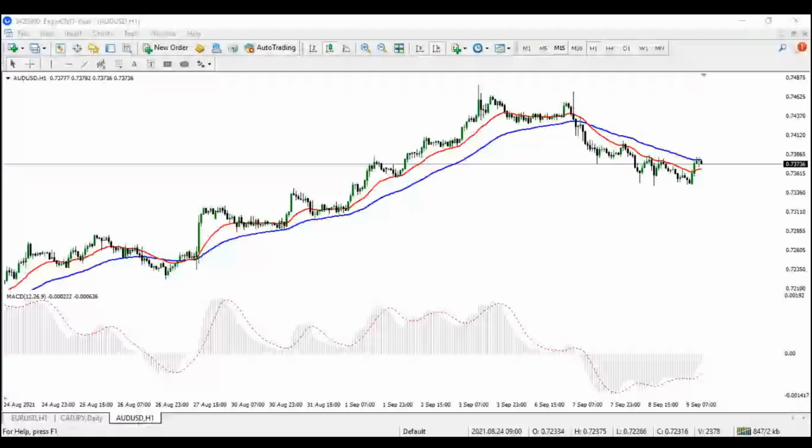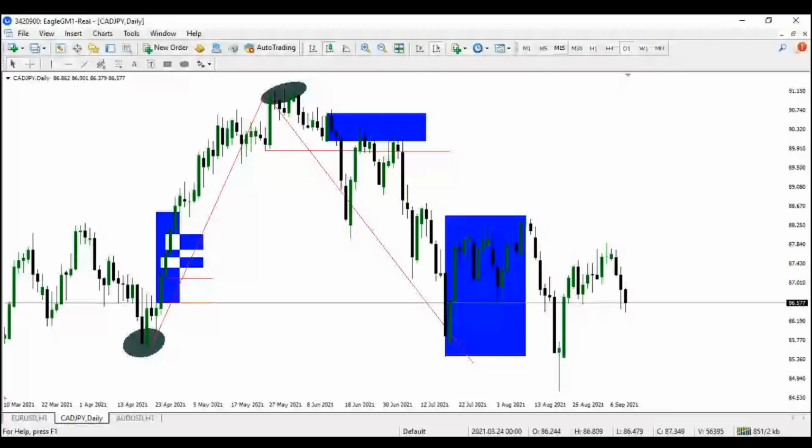It's there. Okay. Now, I will leave the analysis of CAD JPY for the end. Let's go to my slide. I have a slide for this. Okay. Let's go back to the nugget we were talking about.